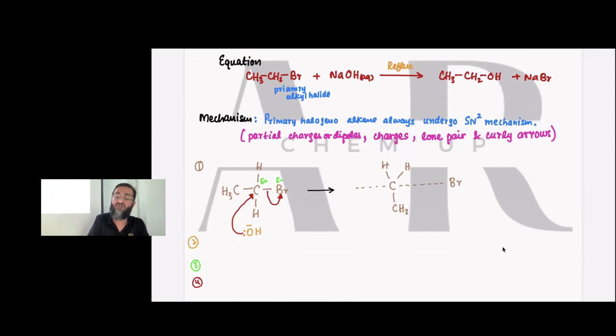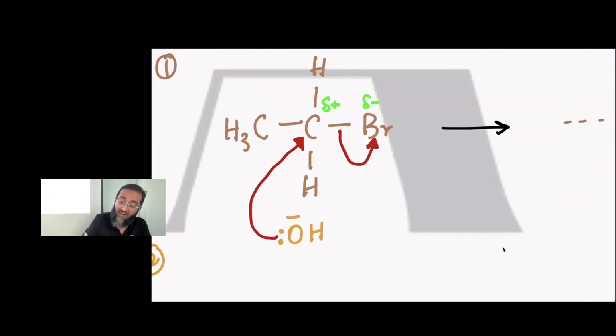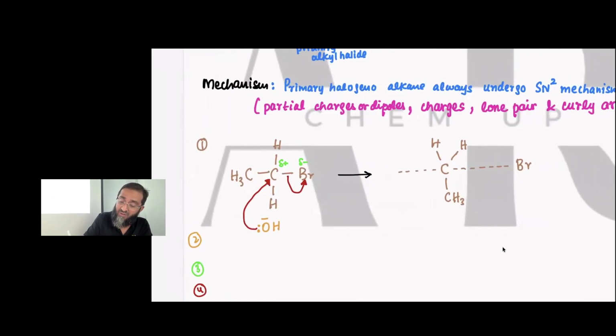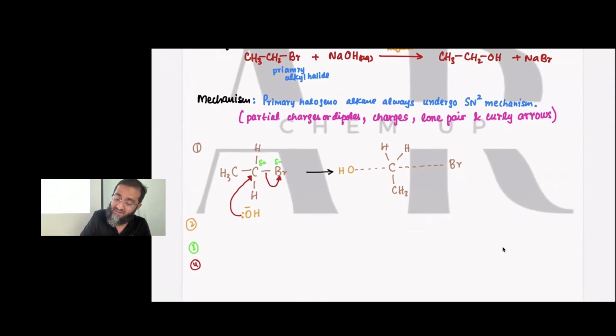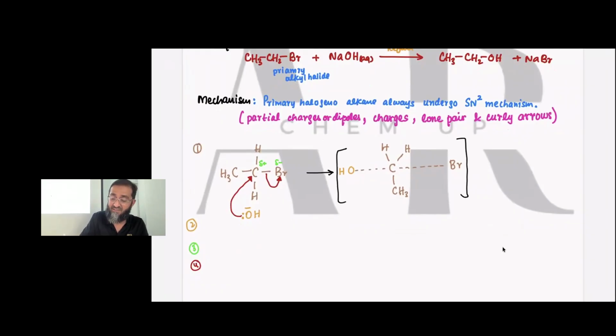Now, what mistake students make after this is they write OH like this. If you do this, it is wrong, because the oxygen is the one which is sharing the electrons with the carbon, not hydrogen. So when you write it over here, O must be facing the carbon, because oxygen is the one sharing the electron with the carbon. Is this clear? Okay. Now, this is the transition state. It is a highly unstable stage. That's why I put it in the square bracket.